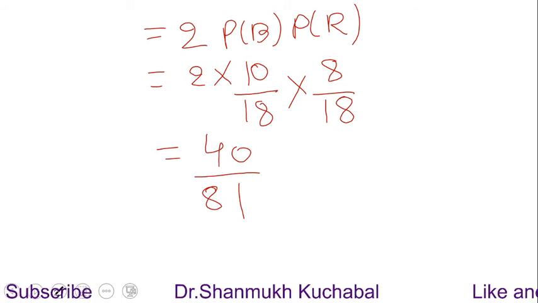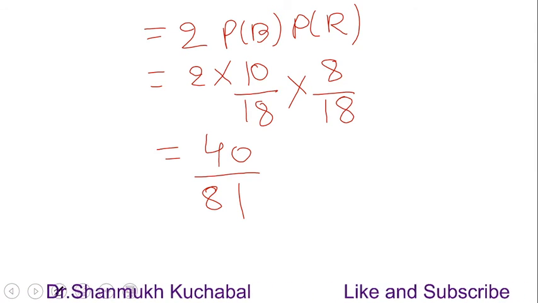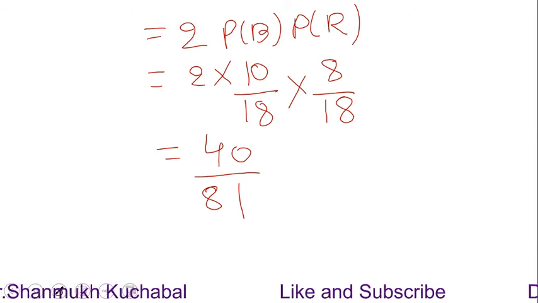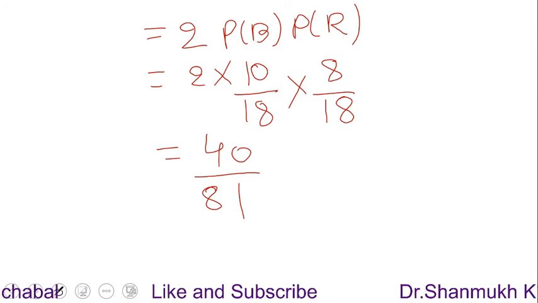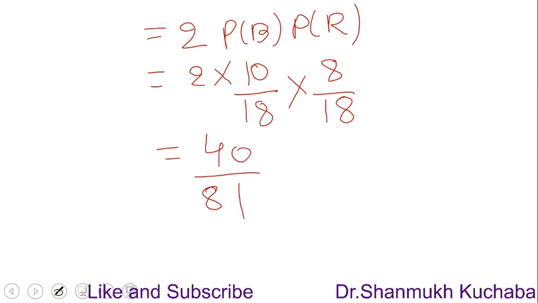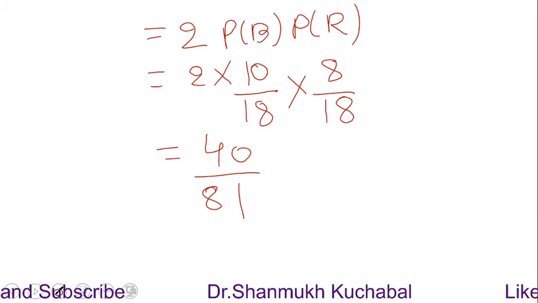So like this, using independent events, most probably you may get a question for 5 marks from probability. I have solved 2 examples, so similar types of examples you can practice here. Thank you very much for watching this video. Thank you once again.